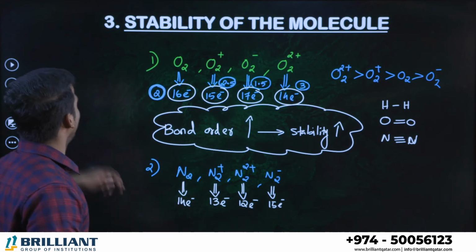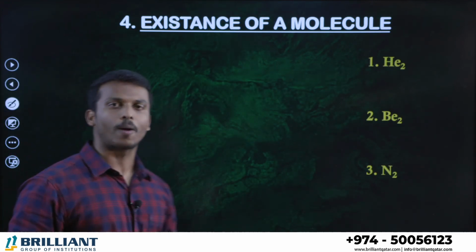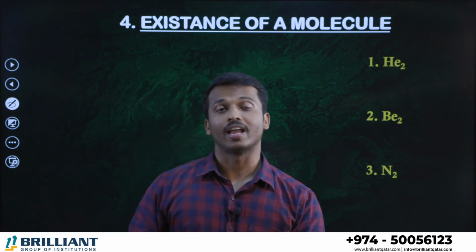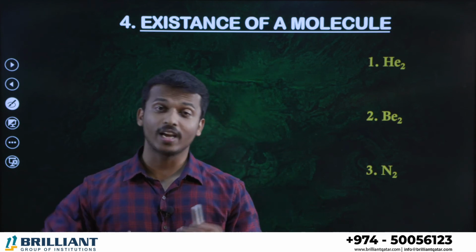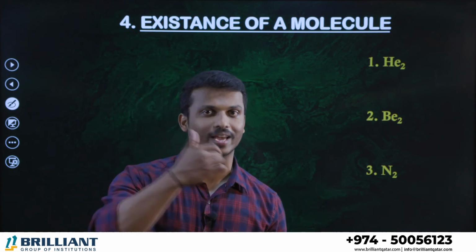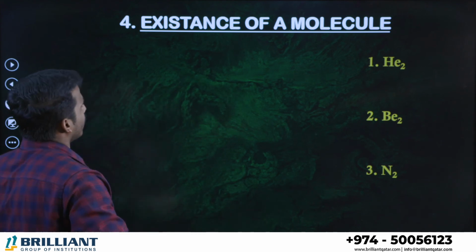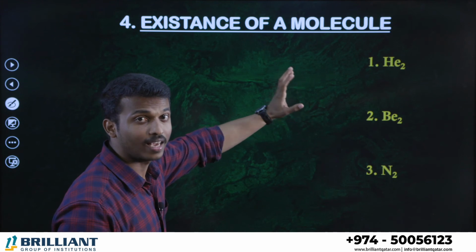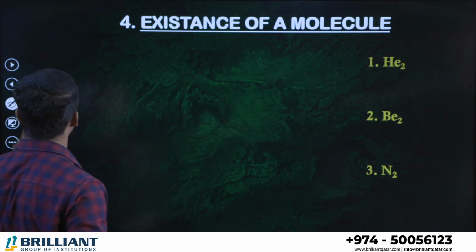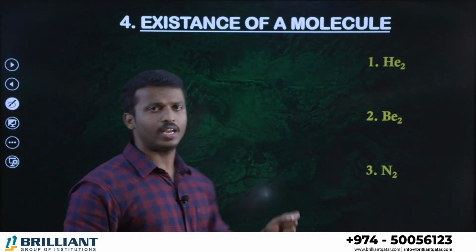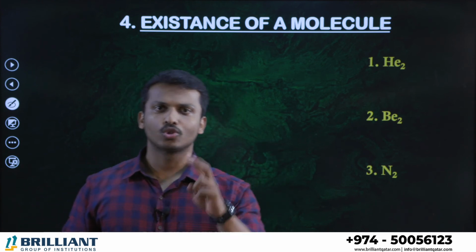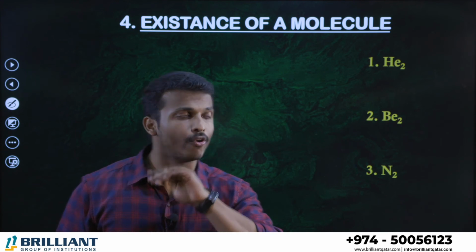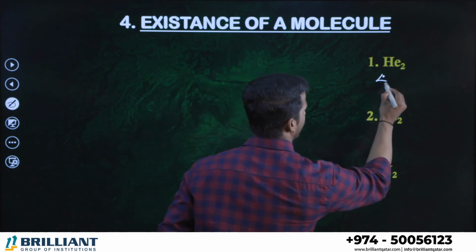Yes, that's it. Next one, the last main property of molecular orbital theory: you can explain the stability and the existence of a molecule, whether a molecule can exist or not. First I am taking an example, He2. Helium is a noble gas. How many electrons are present in one helium? 2 electrons. So 2 helium atoms, 4 electrons. So one He2 molecule contains 4 electrons. It is a 4 electron system.